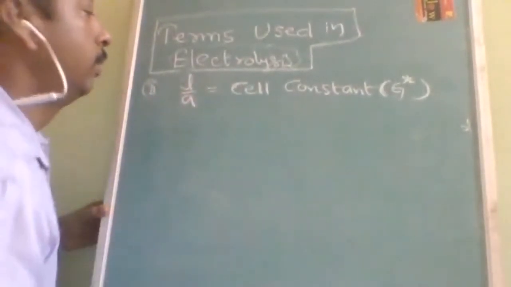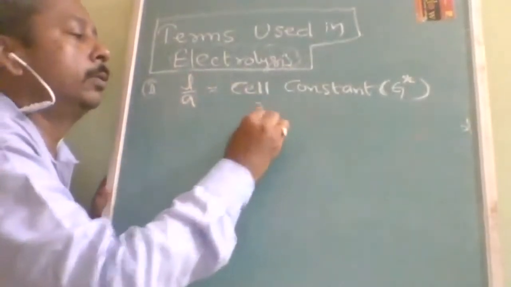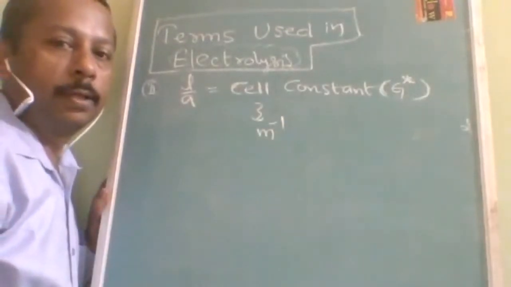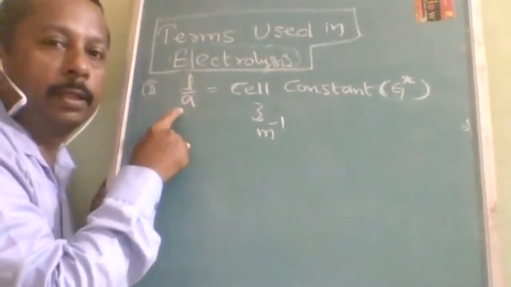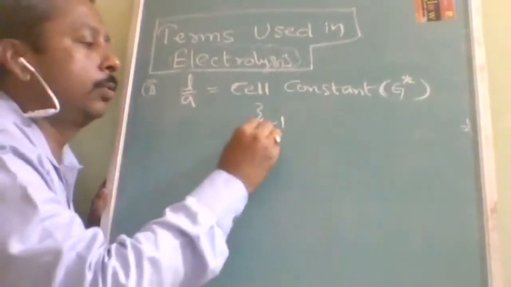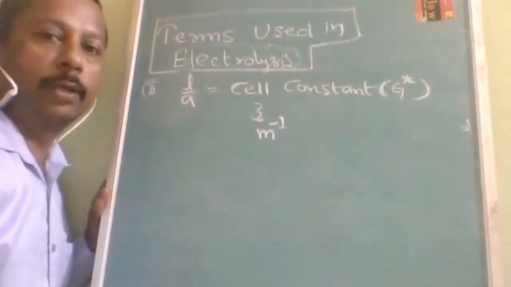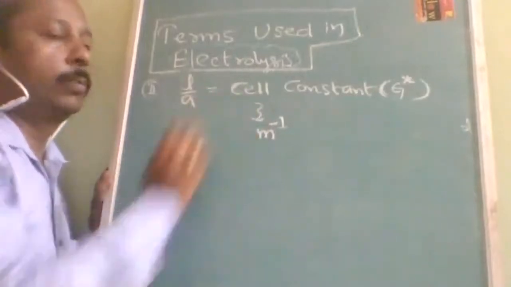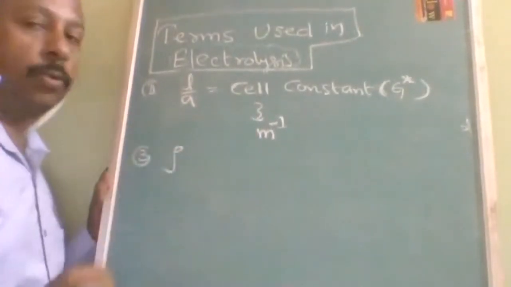Cell constant units. Suppose it is meter and meter square. So in the numerator it is meter, in the denominator it is meter square. So in total it is going to be meter inverse 1. Is it understood? That was the second term, cell constant. And the third term we are going to discuss is rho.